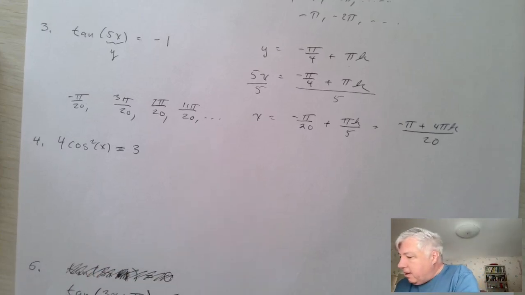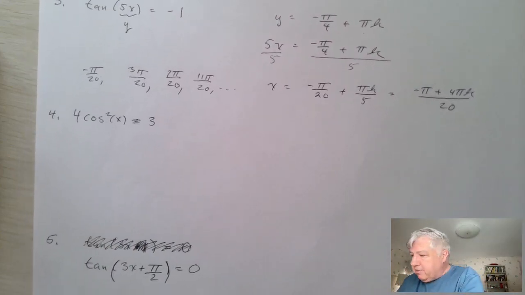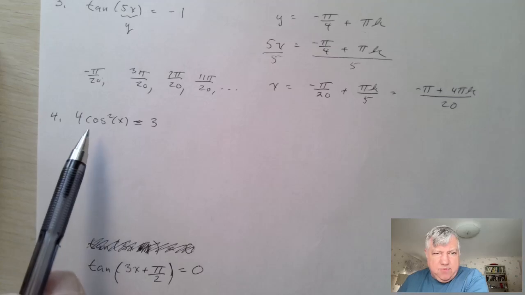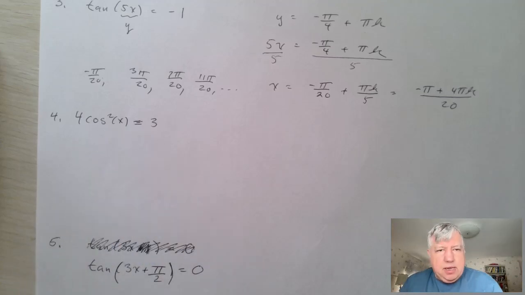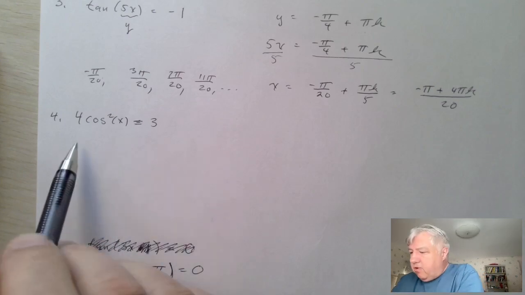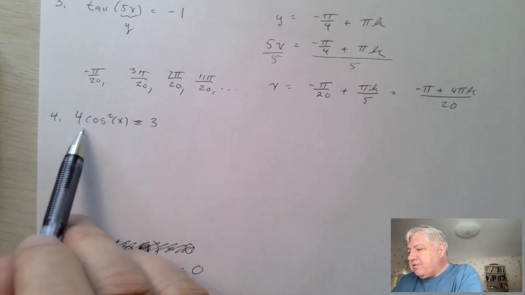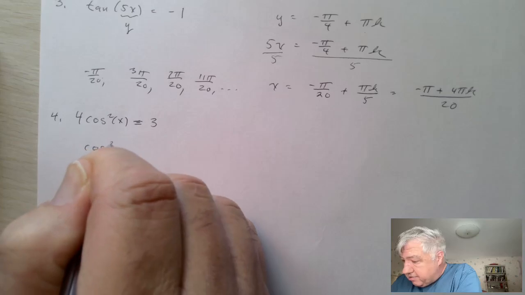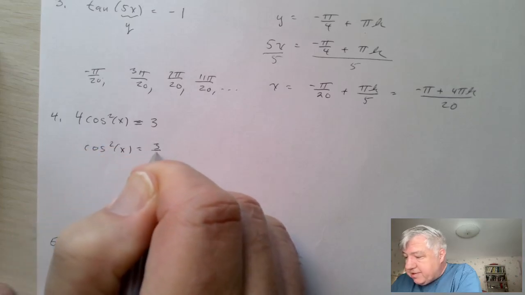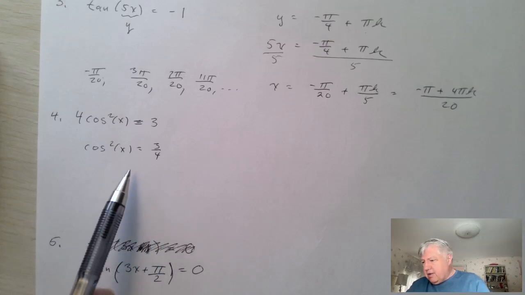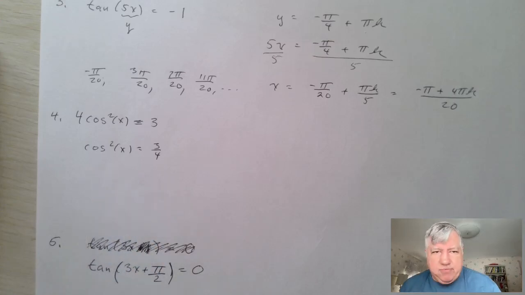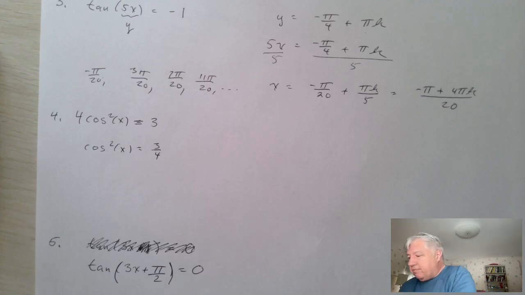All right, let's look at number 4. We have 4 times the cosine squared of x equals 3. In this case, our first natural impulse is to divide by 4. So we get cosine squared of x equals 3/4. Now we could take the square root and find what cosine is. Remember, we have no idea what quadrant any angle is in, so we want to take all possibilities. So cosine of x could be negative, or it could be positive.